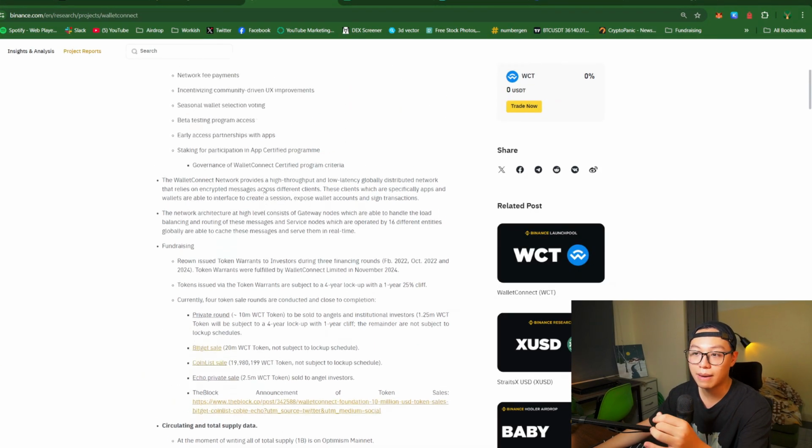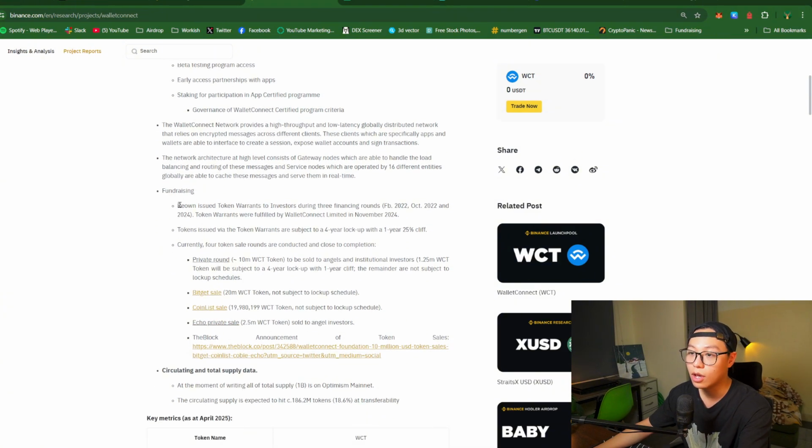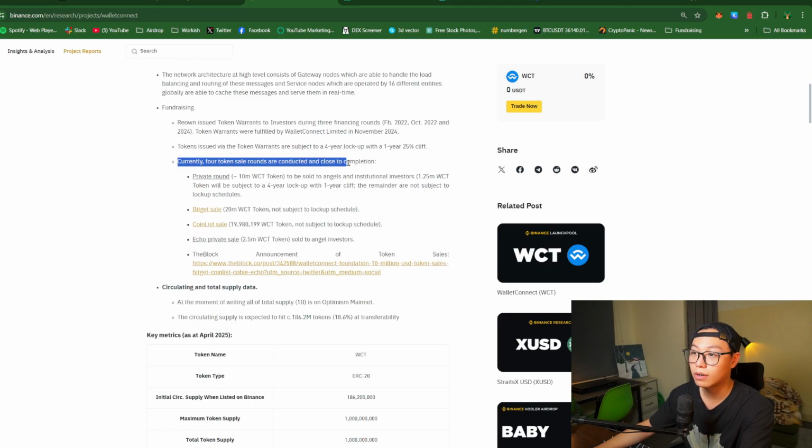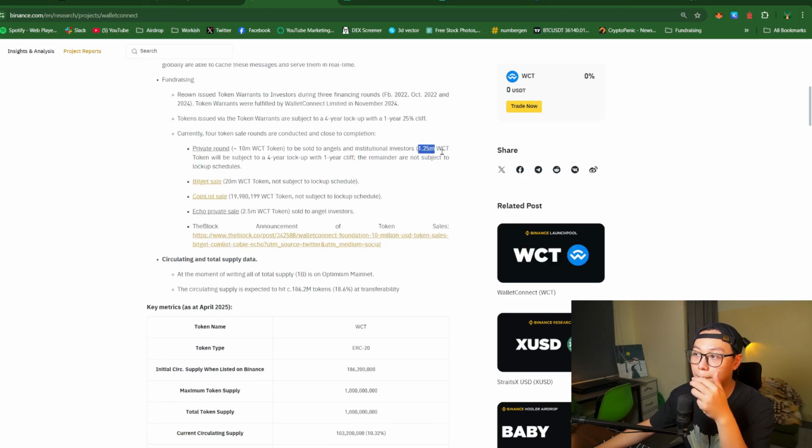The next thing about the WCT token is the fundraising. They only issued token warrants to investors during 3 financing rounds: February 2022, October 2022, and 2024. Token warrants were fulfilled by WalletConnect Limited in November 2024. Currently, 4 token sale rounds are conducted and close to completion. Right, private rounds, about 10 million WCT token to be sold to angels and institutional investors. Only 1.25 million WCT token will be subject to a 4-year lockup with 1-year cliff. The remainder are not subject to lockup schedule. So that is interesting.